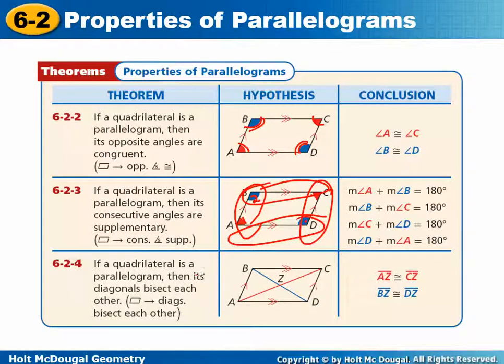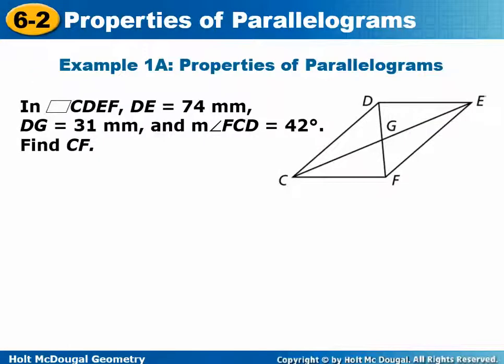If a quadrilateral is a parallelogram, then its diagonals bisect each other. That means that BZ right here is congruent to ZD, and AZ would be congruent to ZC. So the diagonals bisect each other. They cut each other in half. So all kinds of those things are true if you have a parallelogram.